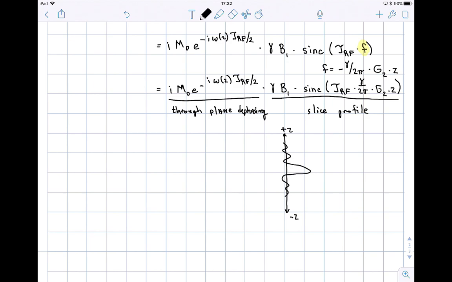Perhaps my target slice thickness was really just something like this. This is the delta z that I actually wanted to excite. I'll have a pretty mediocre slice profile. My Mxy has a sinc-like dependence on it. And I'll have some wiggles outside my slice, above the slice and below the slice. But it begins to give you some traction for how you would possibly design that B1 envelope function.